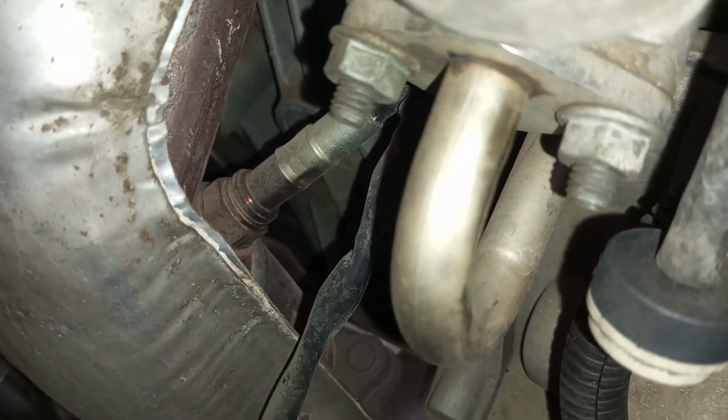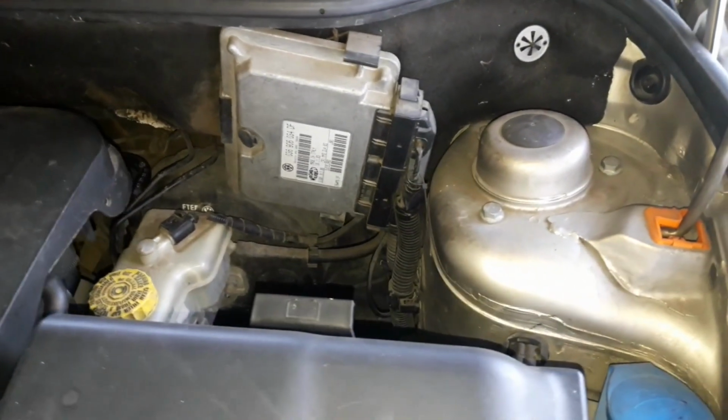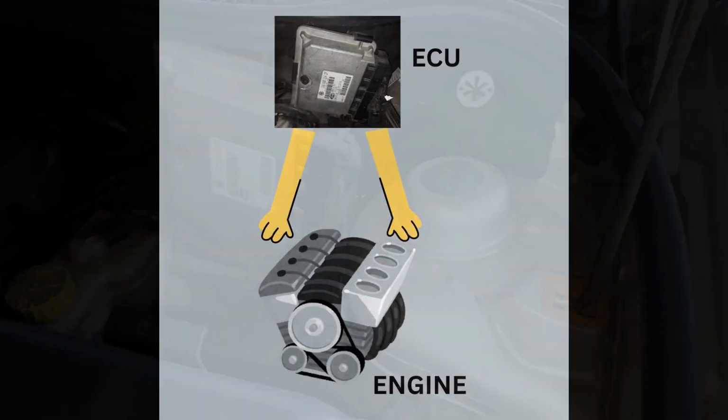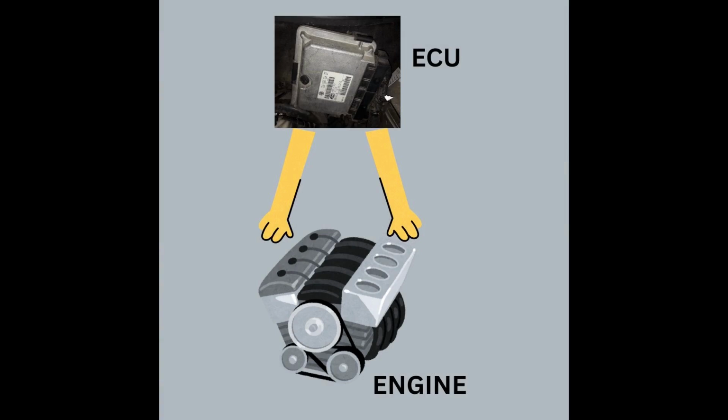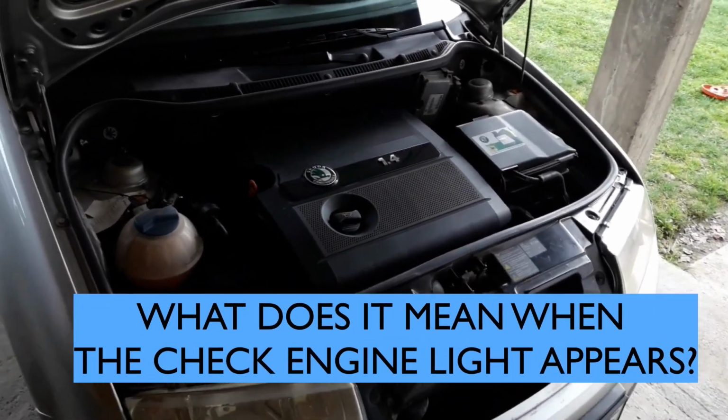According to those signals, the computer monitors and, if necessary, makes certain adjustments in order to keep the engine functioning at the best performance possible. To paint a picture, the ECU is the brain, the sensors are the eyes and ears, and the engine is the body. What does it mean when the check engine light appears?